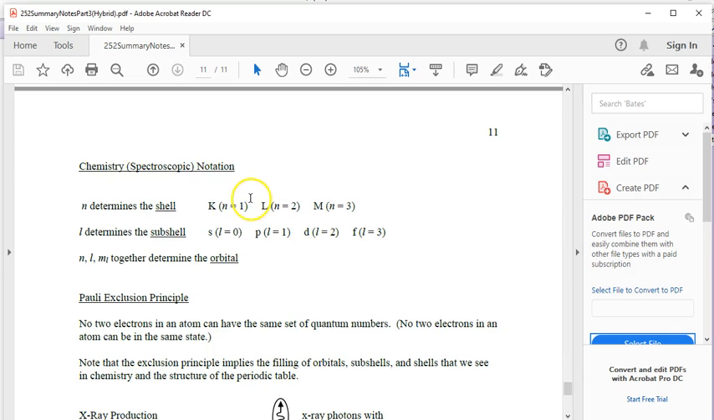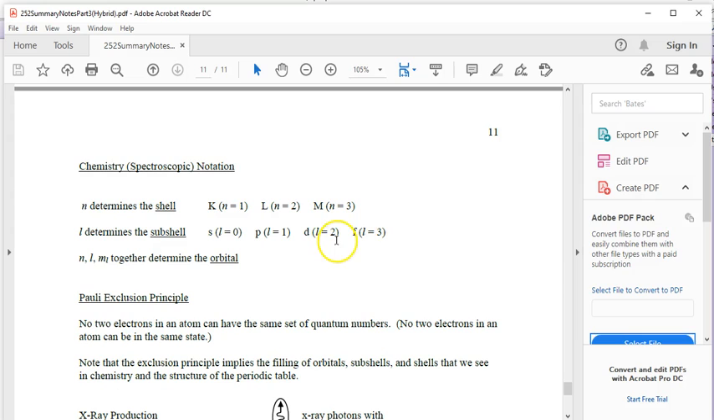In fact, speaking of chemistry, you may recall this, and this is on the next page of the summary notes. There's what we call spectroscopic notation, or chemistry notation, and the principal quantum number is given a capital letter depending on its value. So n equal 1 is sometimes referred to as uppercase K. Uppercase L is n equal 2. Uppercase M is n equal 3. For the little l, the orbital quantum number, if l is 0, that's referred to with a lowercase s in this spectroscopic notation. l equal 1 is p, l equal 2 is d, l equal 3 is f.